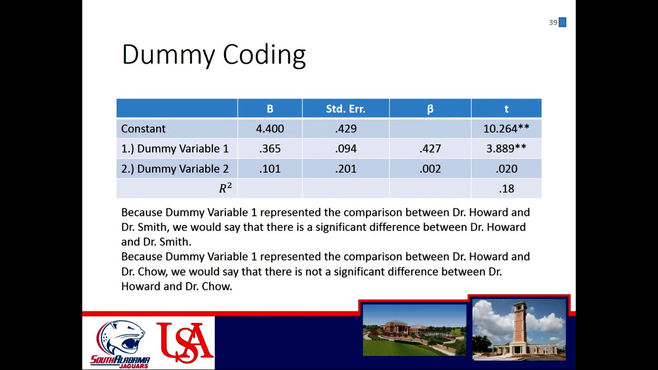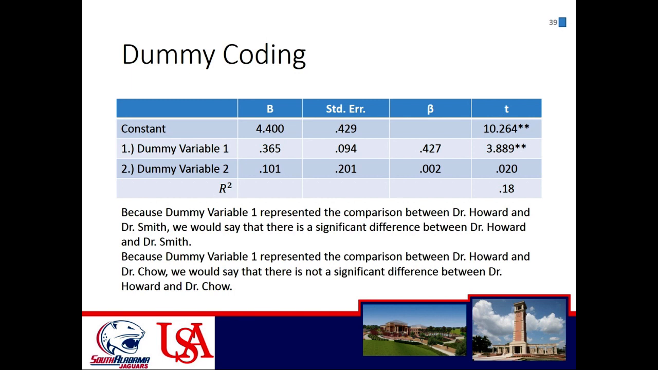And then the next part, what I have there, it actually begins with a typo. That should say because dummy variable 2, so that second part on your text there should say because dummy variable 2 represented the comparison between Dr. Howard and Dr. Chow, we would say there's not a significant difference between Dr. Howard and Dr. Chow.